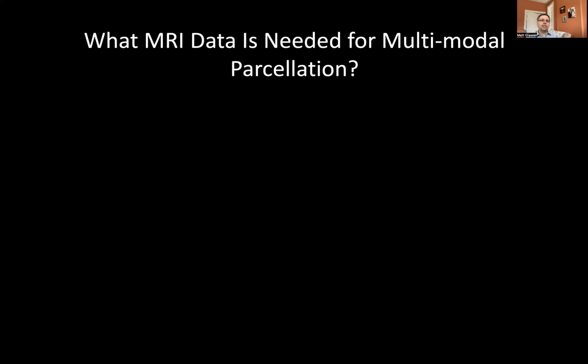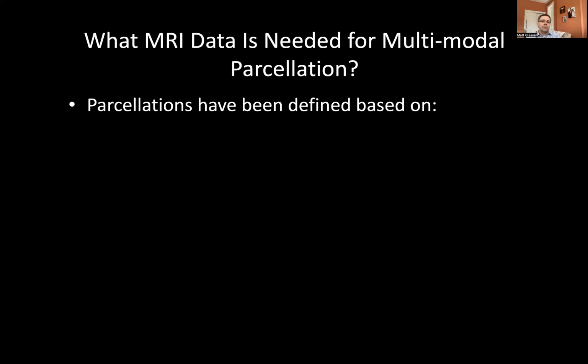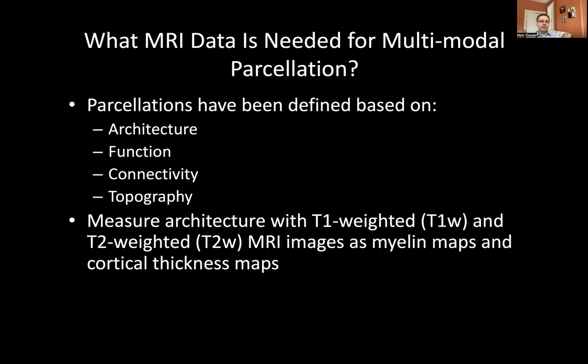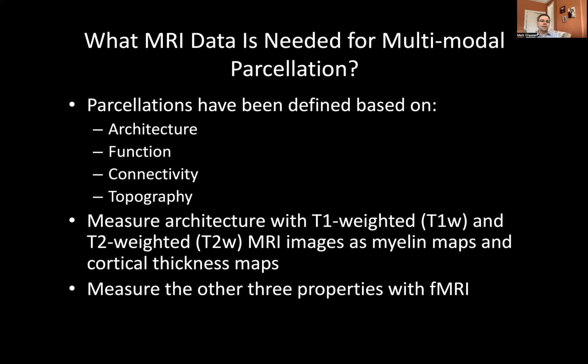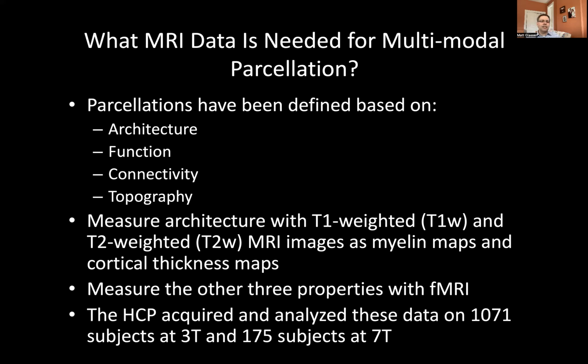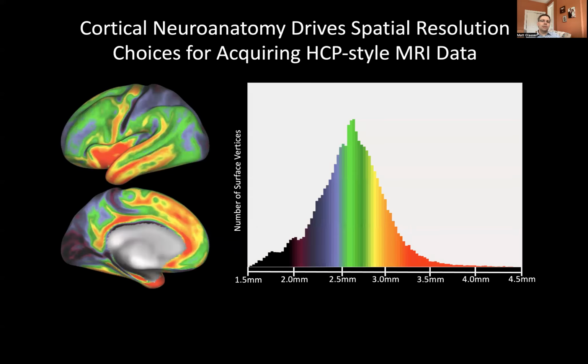So what kind of MRI data do we need for multimodal parcellation? Well, as you've heard in other talks in this session, parcellations have been defined based on architecture, function, connectivity, and topography. And we can measure architecture with T1 weighted and T2 weighted images with MRI as myelin maps or cortical thickness maps. And we can use fMRI to measure the other three: function, connectivity, and topography. And so the HCP acquired and analyzed these data on over 1,000 subjects at 3T and just under 200 subjects at 7T.